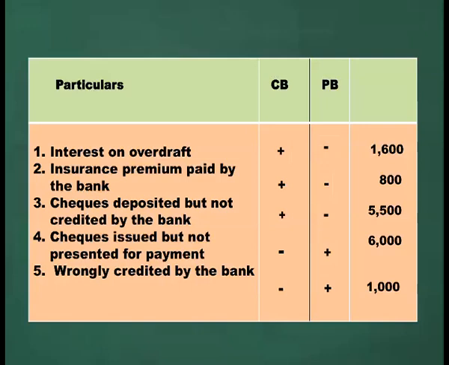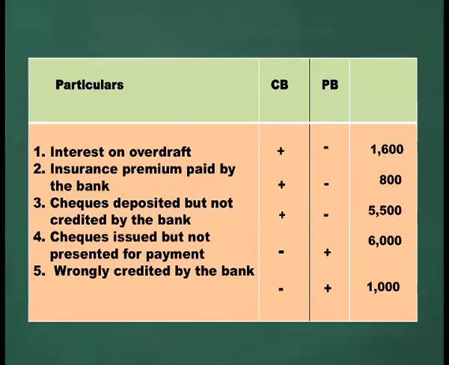Check deposited but not credited by the bank. Check is depositing, so cash book plus and passbook minus. Check issued but not presented for payment. Cash book minus and passbook plus. Wrongly credited by the bank. Passbook plus and cash book minus 1,000 rupees.